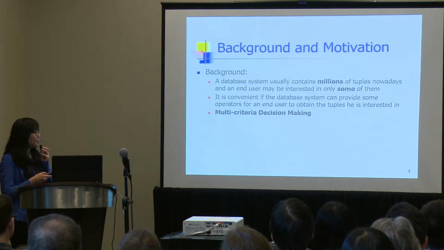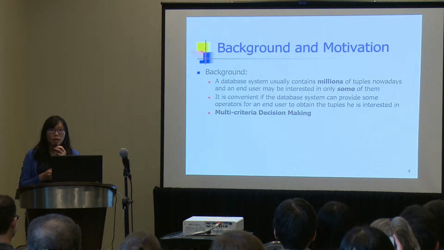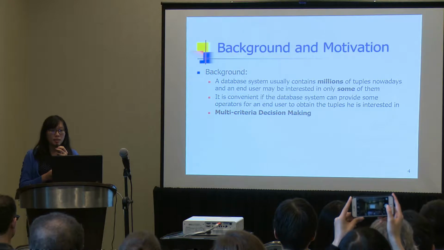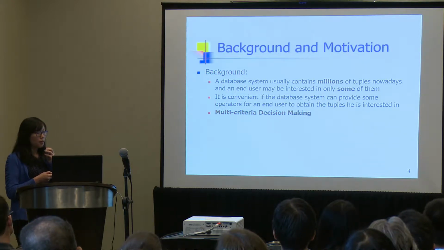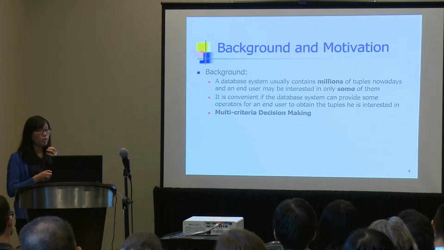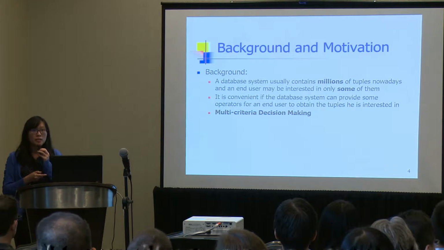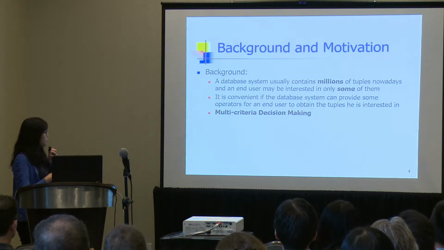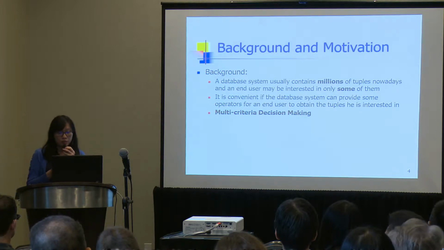A database system nowadays usually contains millions of tuples, and an end user might be interested in only some of them. So it is very convenient if a database could provide some kind of operators for an end user to obtain the tuples he is interested in. This is what we call the multi-criteria decision-making problem in the literature.